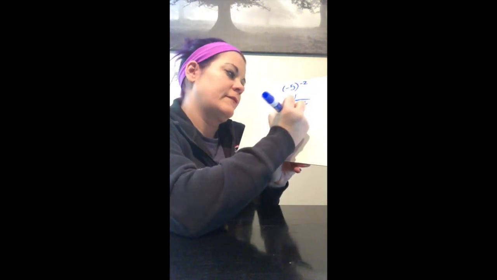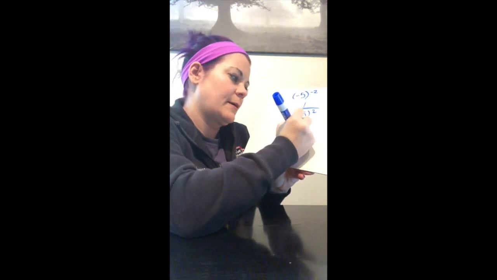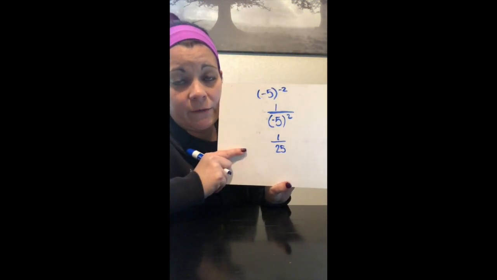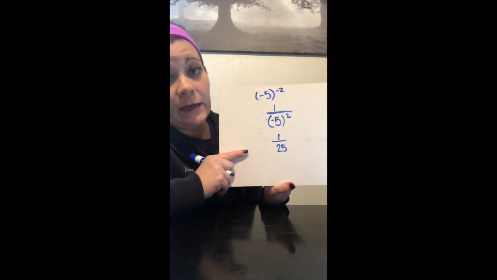Well, we know negative 5 to the second power is negative 5 times negative 5, which is 25, because a negative times a negative, remember, is a positive. So our answer here is 1 over 25. So negative 5 to the negative second power is 1 over 25.